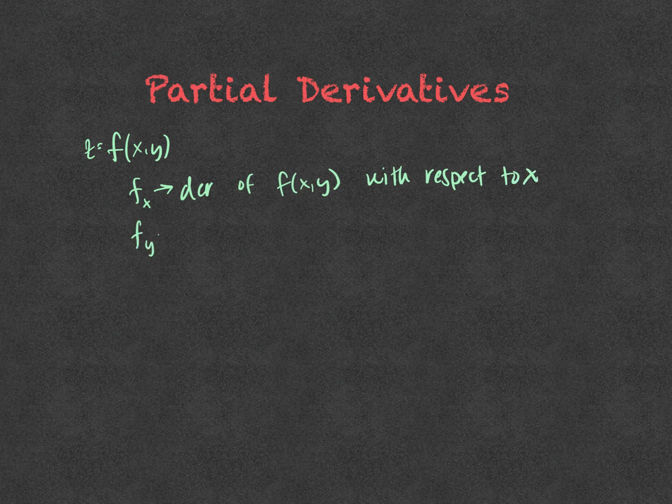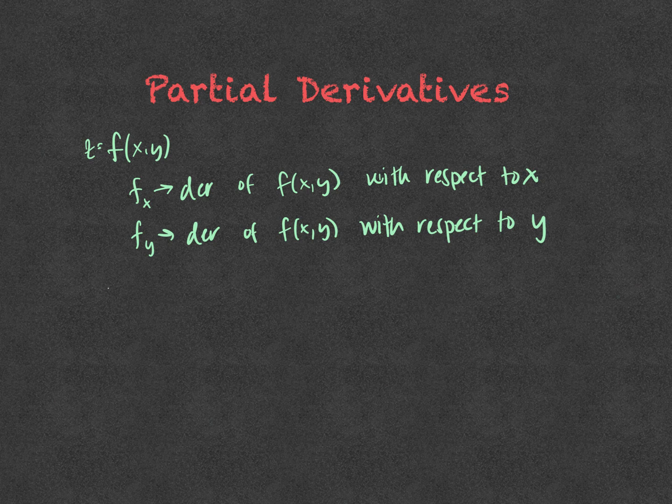Similarly, for f sub y, this is the derivative of f of x y with respect to y. And in that case, your x is held constant. So let's do some examples, and I'm going to go back to the notation and everything else.